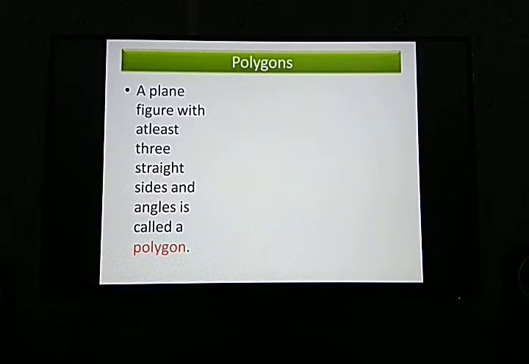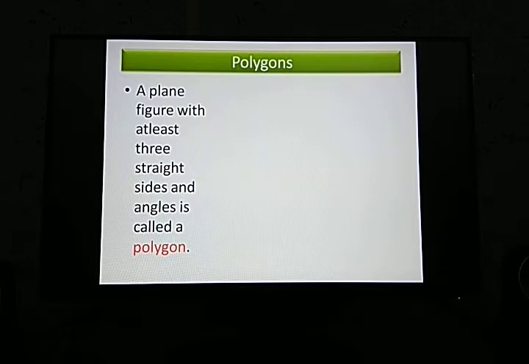Now the main factor that we'll be focusing on is the number of sides. So any figure having at least three sides, at least minimum requirement. It is not that if there are more than three sides that it won't be a polygon. No, it would be a polygon, but at least there should be three sides. Only then we can consider it under the term called polygon. So any plane figure which has at least three straight sides and angles, obviously if there are sides then there will be angles, then it is called a polygon.